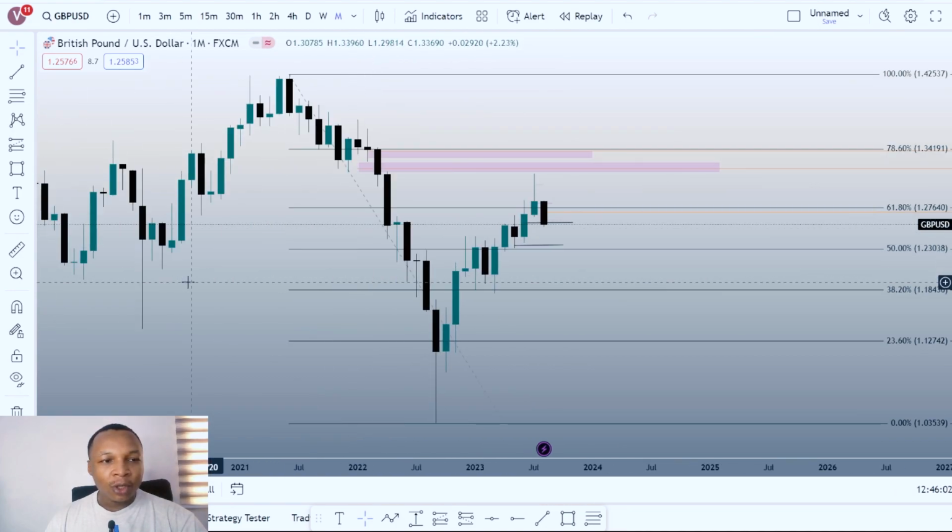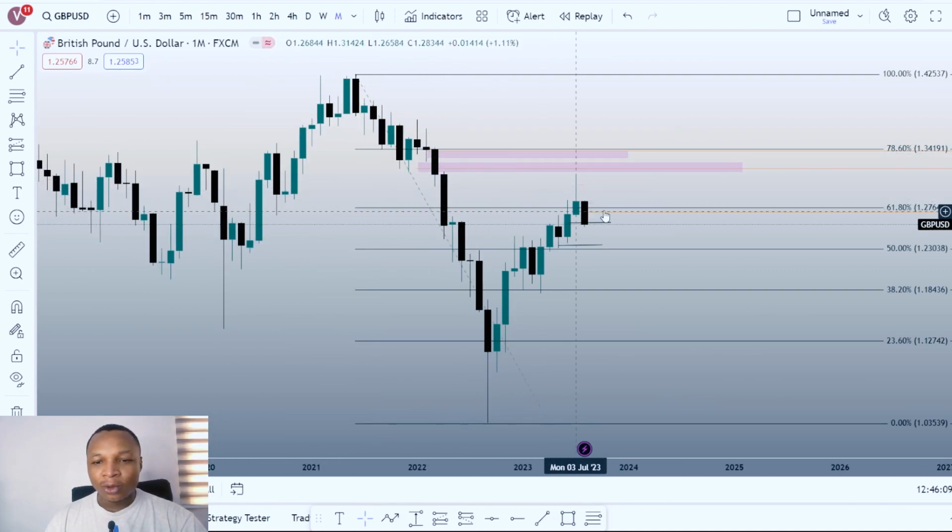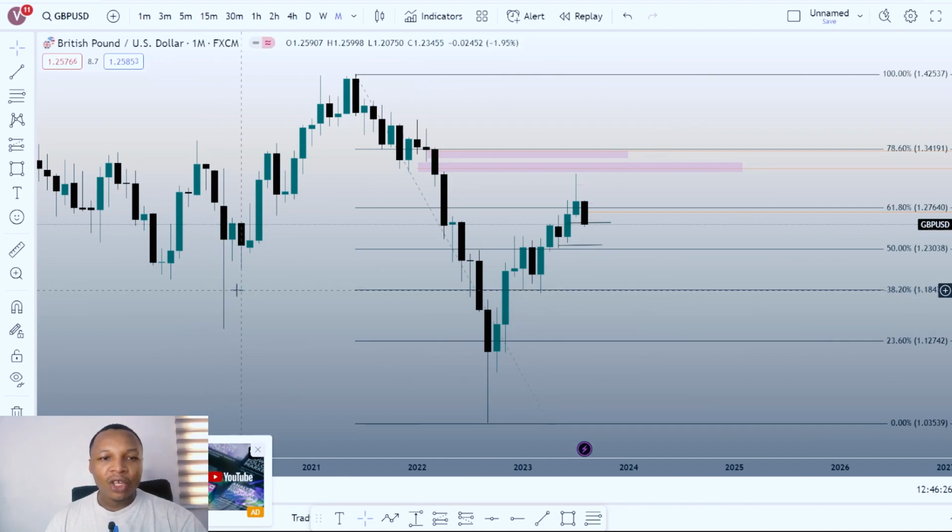Now looking at the monthly time frame of GBPUSD, I've stated clearly that GBPUSD is on a downtrend. The monthly only gave us a retracement into some level of premium, and after that we're going back to the downside. So we're looking at trading all the way to the downside for the most part of this year. That is for GBPUSD. On the monthly, it's established that GBPUSD is bearish.